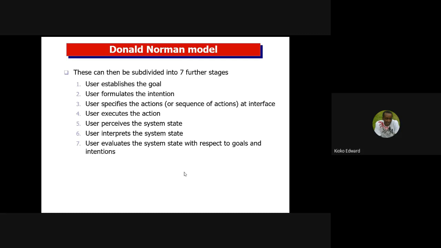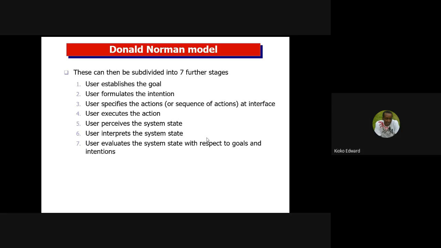stage number 3. Once you have specified the actions on the interface, and this interface is the system you have been able to create, all the piece of technology, the user can now execute the action. This action could involve moving the cursor and clicking on something for the actions to be executed by the system. And after stage number 4, we can say execution has occurred. From 5, 6, and 7, that's the time we are now evaluating the system.